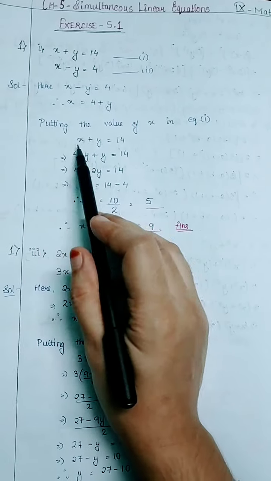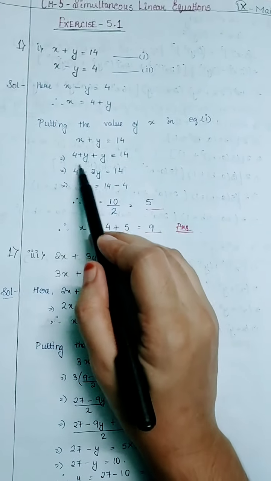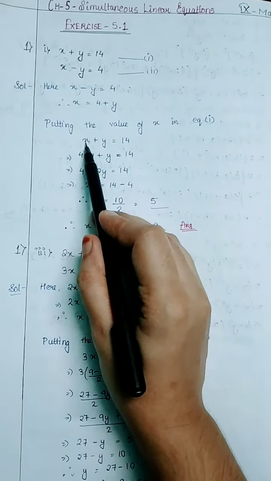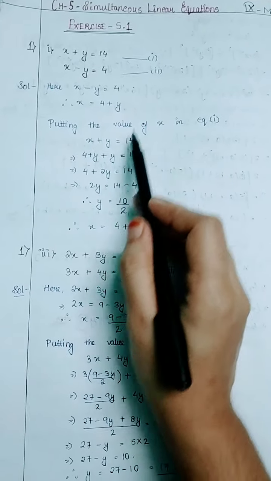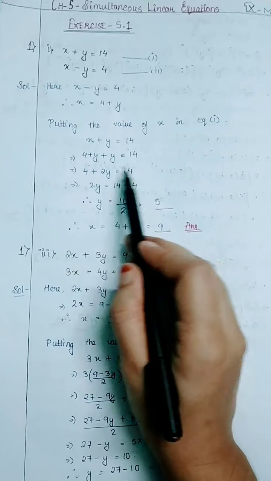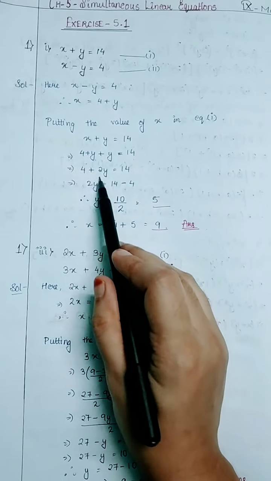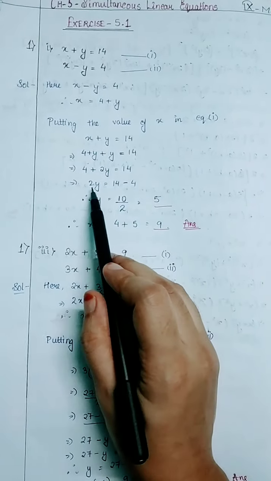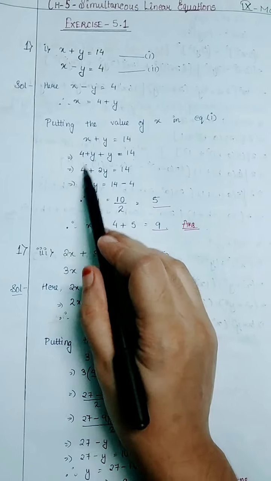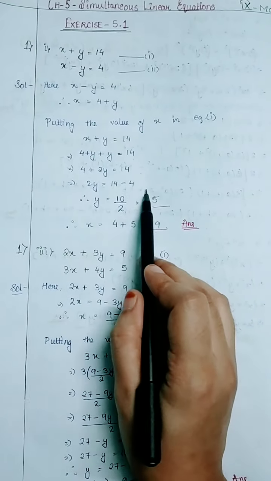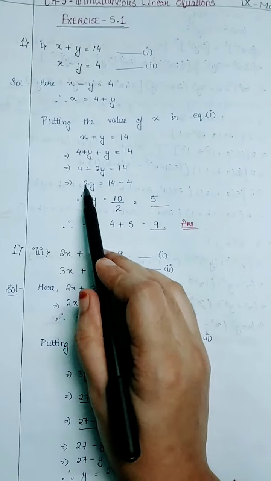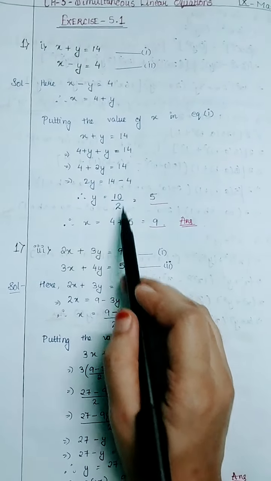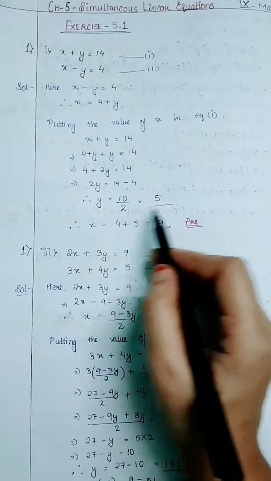So after putting it, x plus y is equal to 14. When we put the value, x is equal to 4 plus y, we will put it over here, plus y will remain like that, 14 will remain like this. After this, solve it out. So 4 plus y plus y will become 2y, that is equal to 14. Now 2y is equal to, this will be shifted to the other side, so it will become 14 minus 4. So 2y is equal to 10, and 2 will be shifted, it will become divided. So 10 by 2, that is equal to 5. So we have got the value of y as 5.